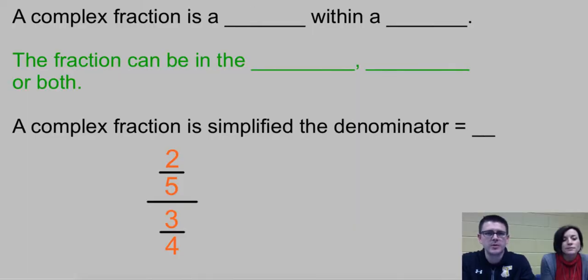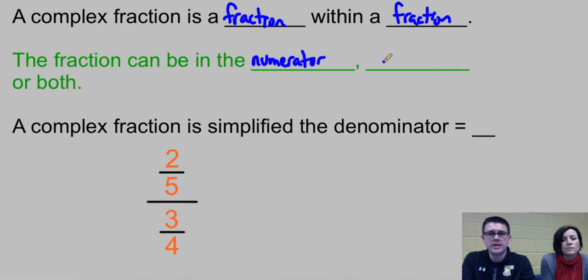All right, so we got some vocabulary to start with. A complex fraction is a fraction within a fraction. So you'll see our example down below. We have a fraction inside of the problem. The fraction can be in the numerator, so the top of our fraction. It can be in the denominator, or as the example below, it can be in both. And then a complex fraction is simplified when our denominator is turned into a 1.